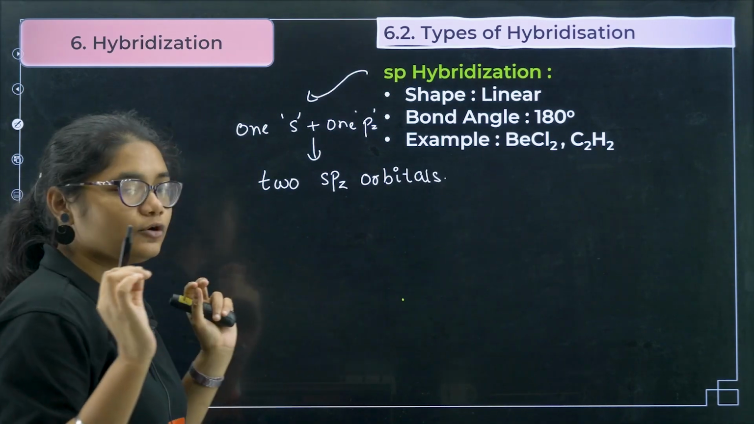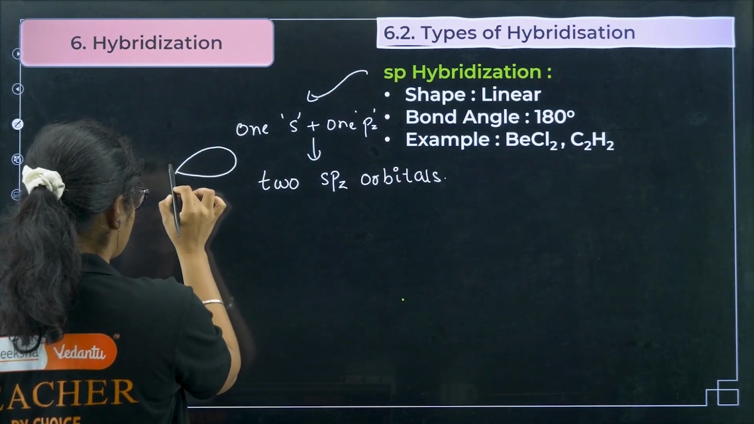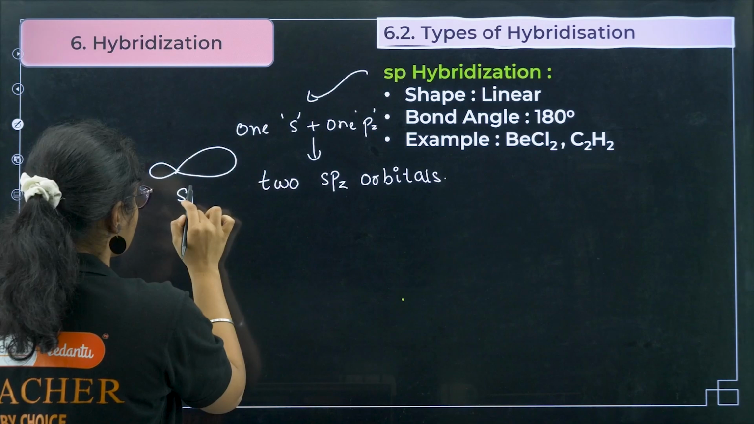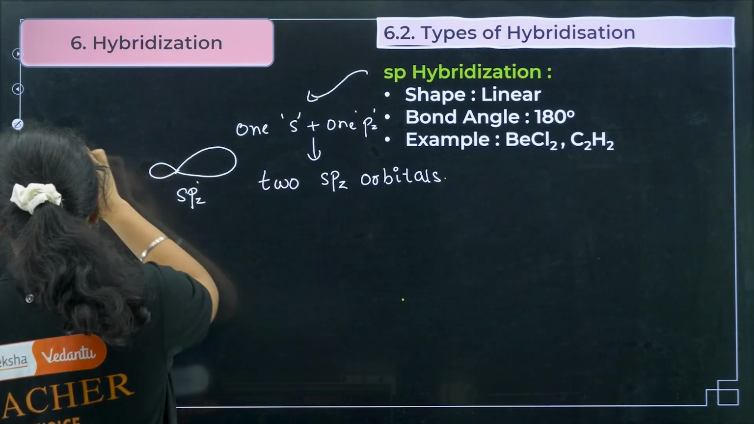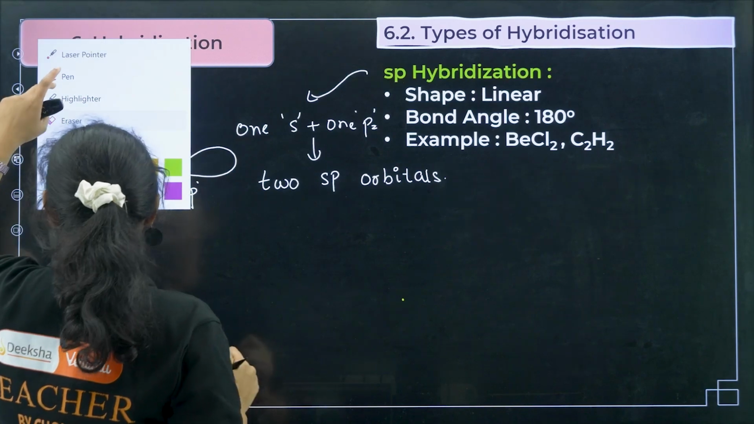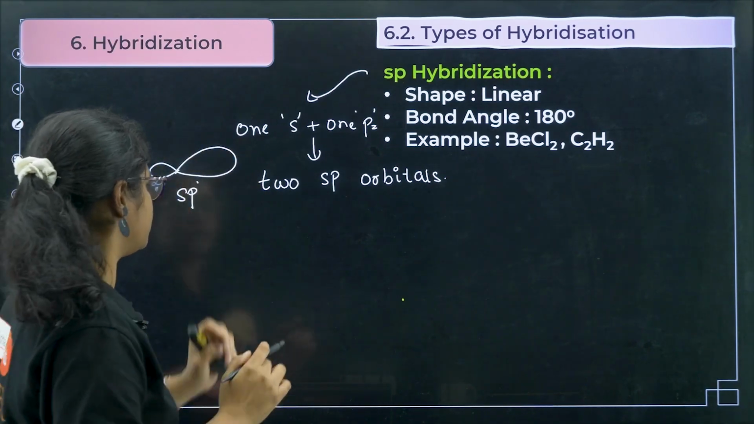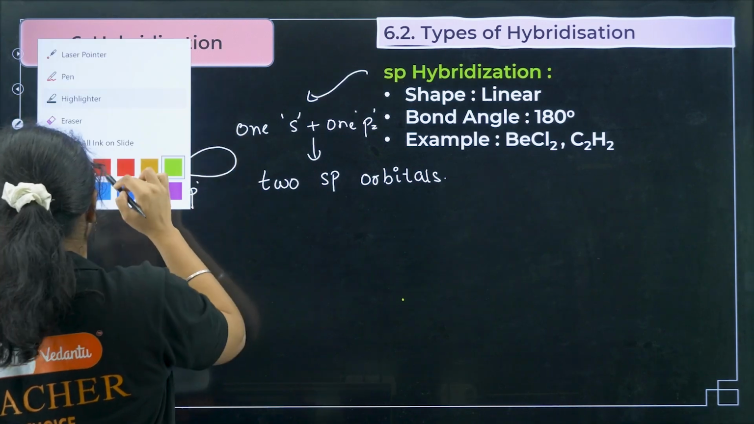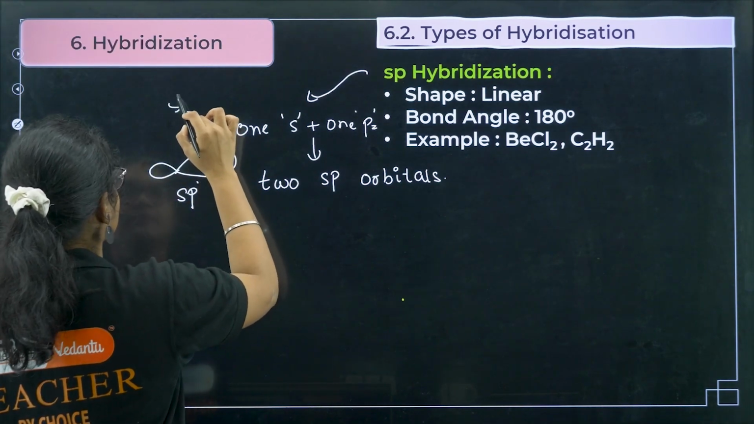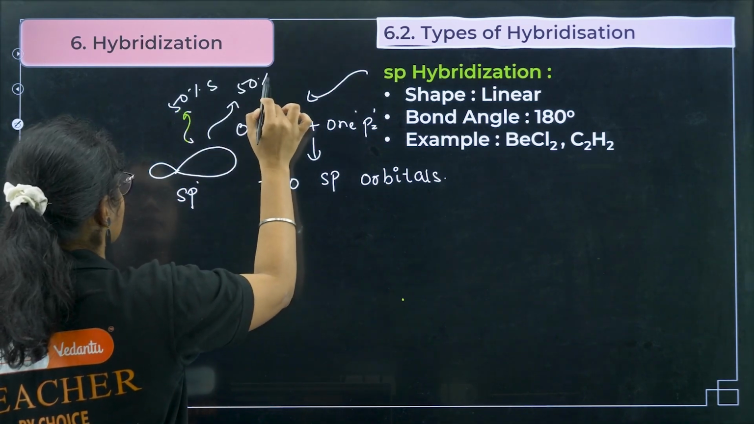Okay, I will get 2 spz orbitals, and the symbol of this one is like this. Whenever you have an sp hybrid orbital, we show one big lobe and one small lobe, spz, or you can just write down sp. No need to mention z, just sp. So in this orbital, if the total is 100%, we have 50% S character and 50% P character.